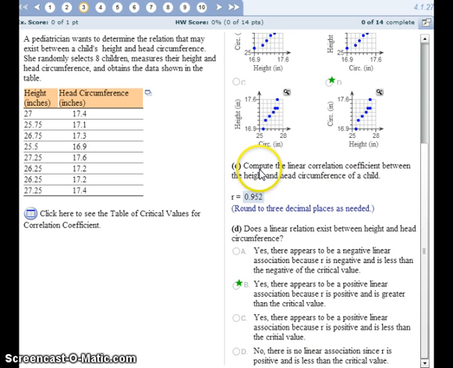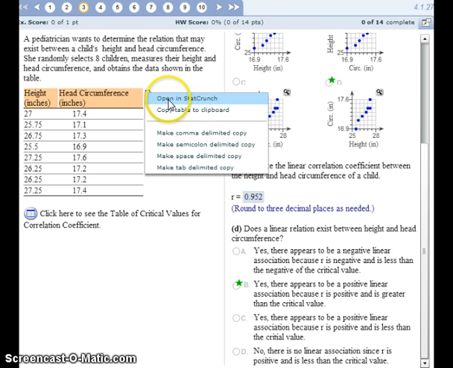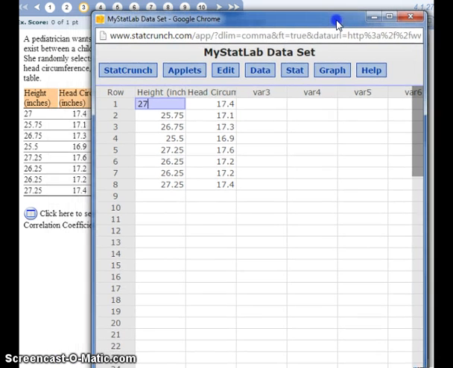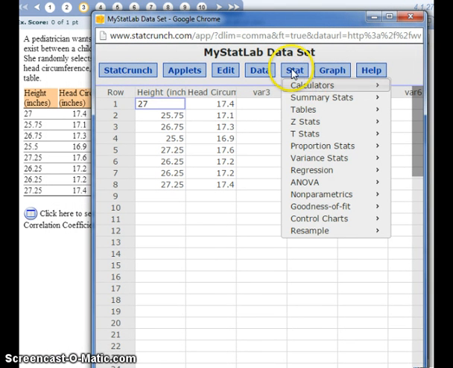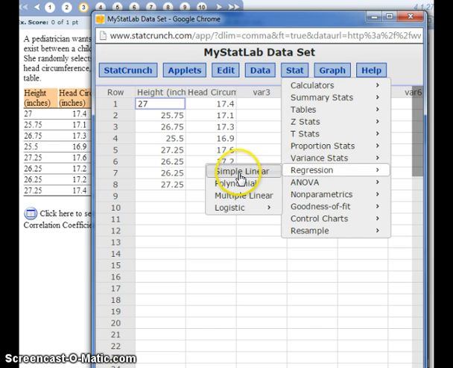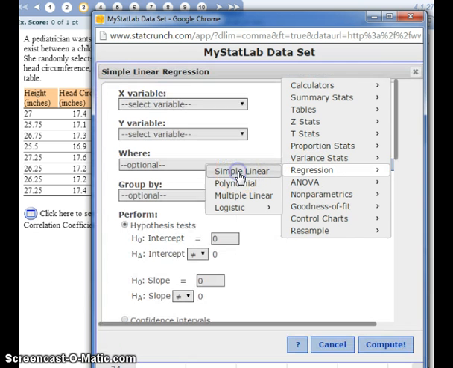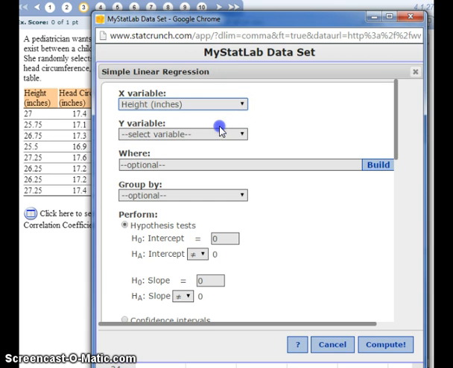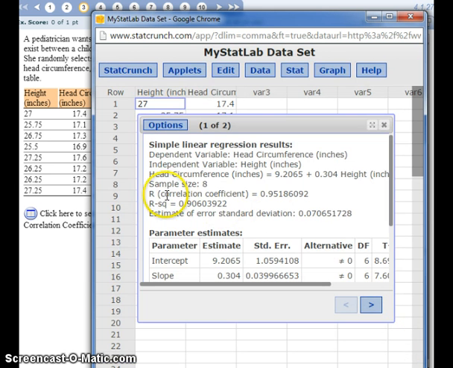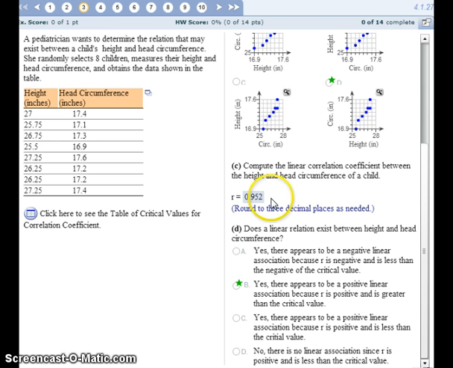For C, we're going to compute the linear correlation coefficient, and we'll use StatCrunch to do that. So open it in StatCrunch. We're going to go to the Stat tab. We're doing regression, and we're trying to find simple linear regression here. We're trying to find that line that best fits our data. So our x variable is height, and that's used to predict our y variable of head circumference. And hitting compute will tell you what the correlation coefficient is. It's 0.952 because the problem asked us to round to 3 decimals. So 0.952, and type that in there.